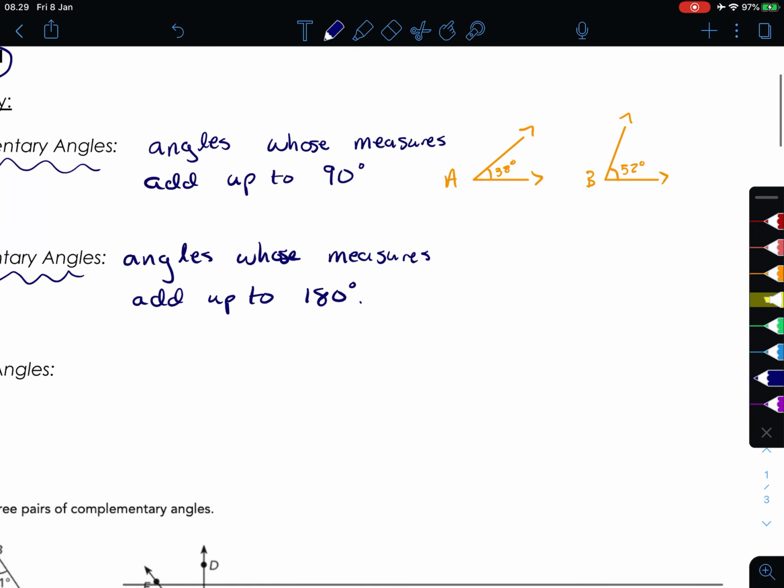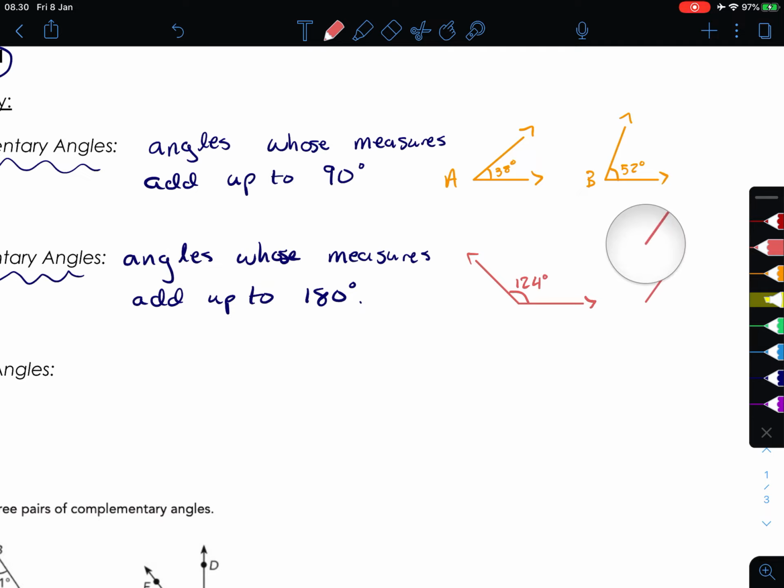And we can draw another example over here. Let's say I've got an angle of 124 degrees. And what would be a supplementary angle to that? That would be an angle of about 56, I believe.